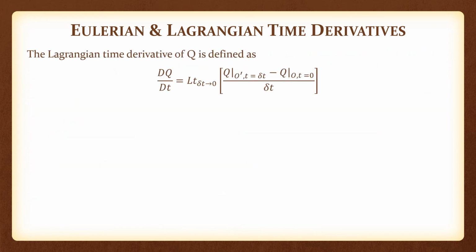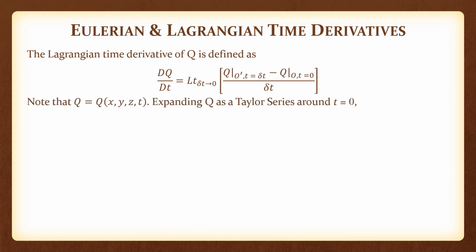So this is your Lagrangian time derivative. Note that q is equal to q of x, comma y, comma z, comma t. Now if I were to expand q as the Taylor series around t equal to 0, because that's where I start, and then I set delta t tends to 0.